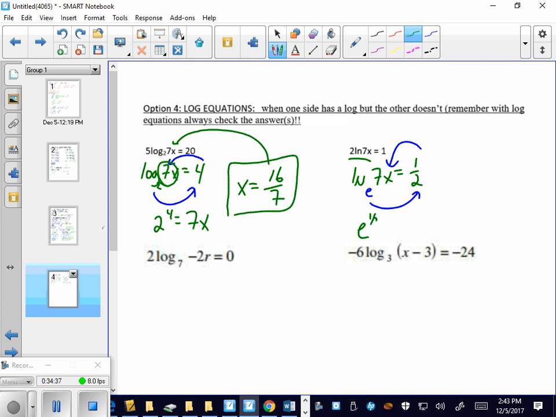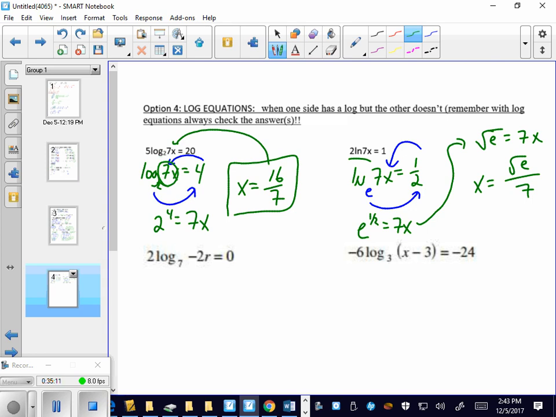e to the 1/2 equals 7x. If you can remember it, 1/2 power is a square root, so that's the same thing as the square root of e equals 7x. And I still need to solve for x, so I'm going to divide both sides by 7. So what we get is x equals the square root of e divided by 7. Be careful not to put your square root over the whole fraction because the 7 is not under the square root.